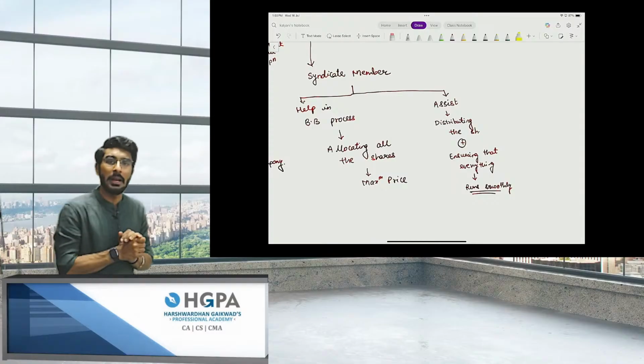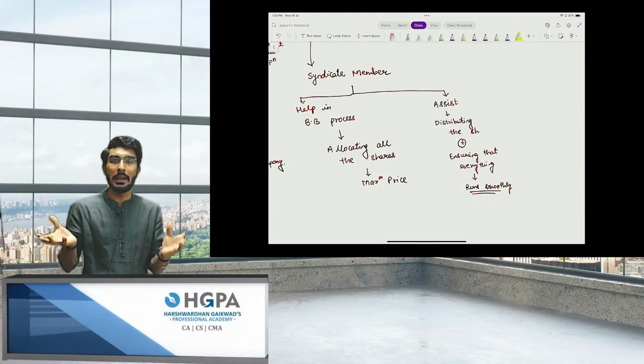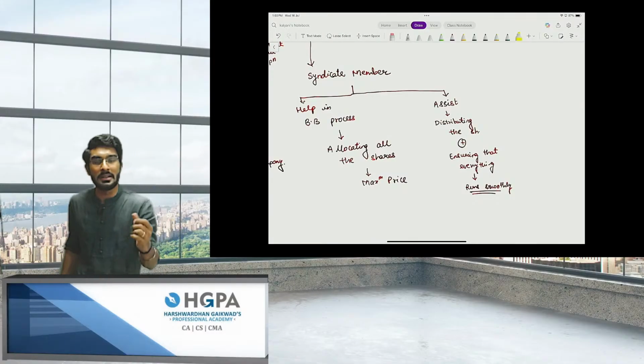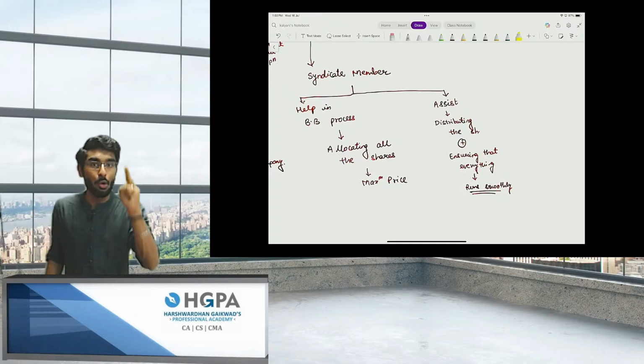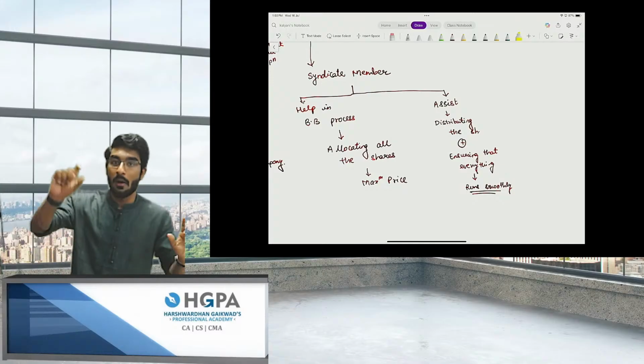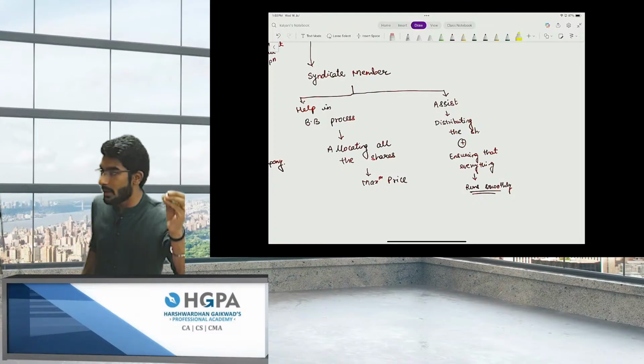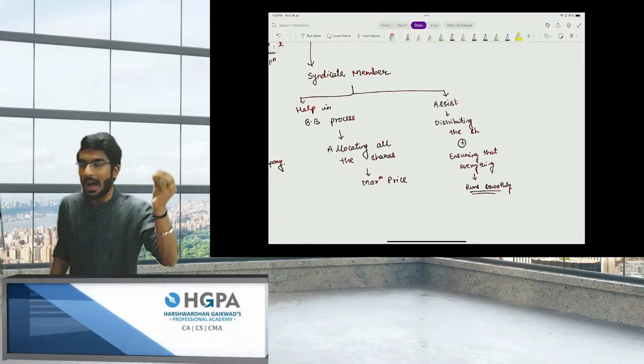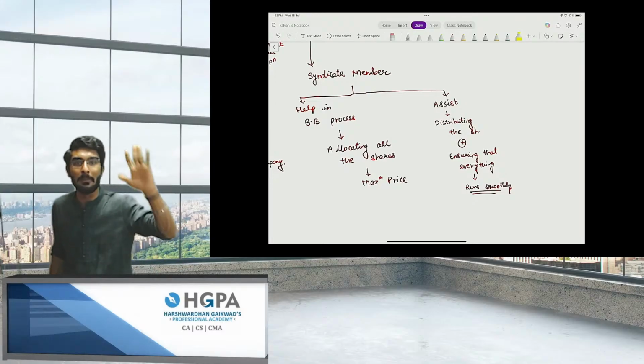We know syndicate members help in the book building mechanism. Now, when we hear about the book building mechanism, we know that there are two ways of determining the price. One is fixed by the company. The other is fixed by the investors, based on demand, people.